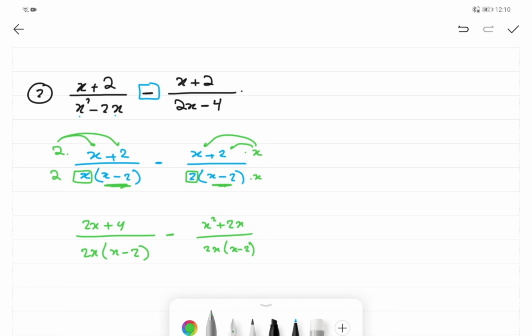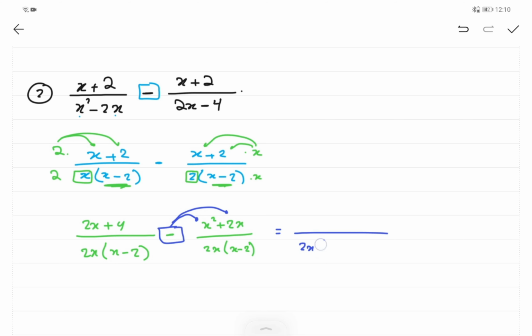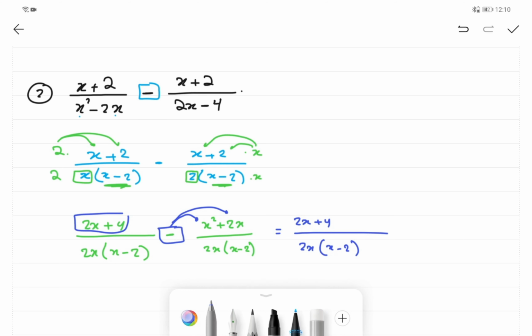Now here you need to keep in mind we're subtracting. You should be careful with this minus, because you need to distribute the negative to the first term and the second term of the second expression. So it becomes one denominator, which is 2x multiplied by x minus 2. We keep this part, 2x plus 4, and we distribute the negative, so this one becomes negative x squared minus 2x.